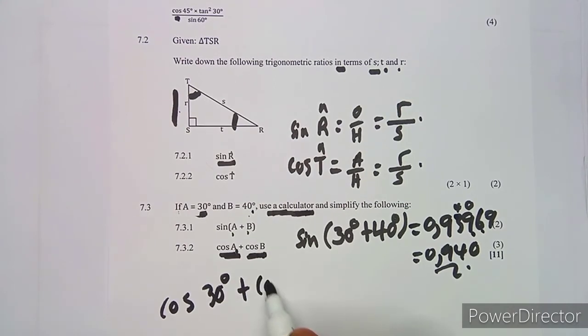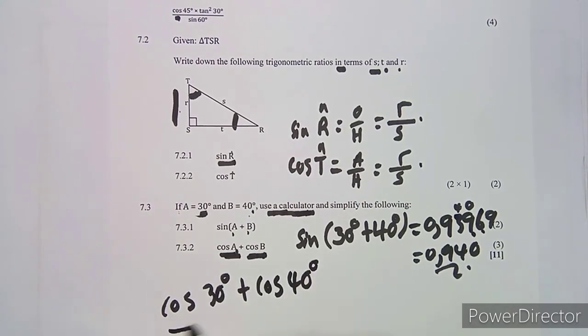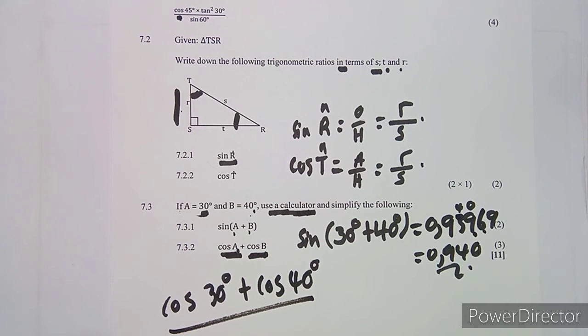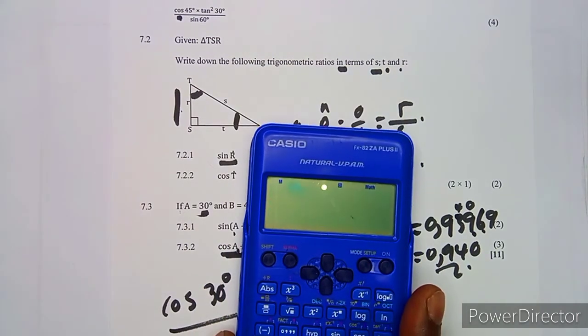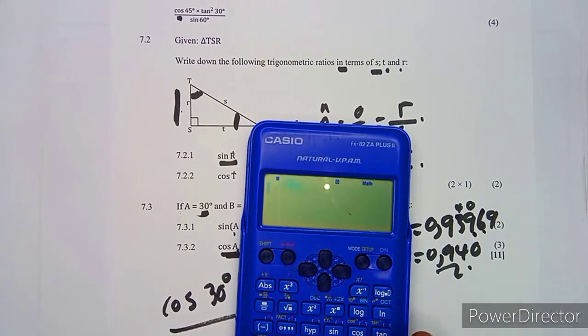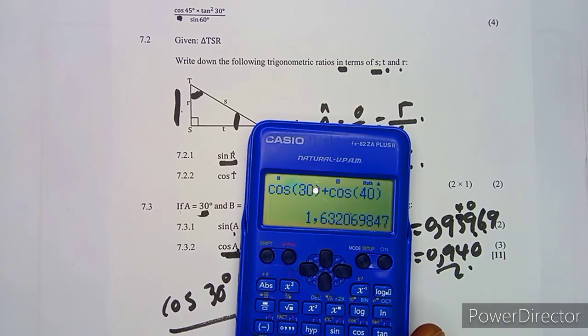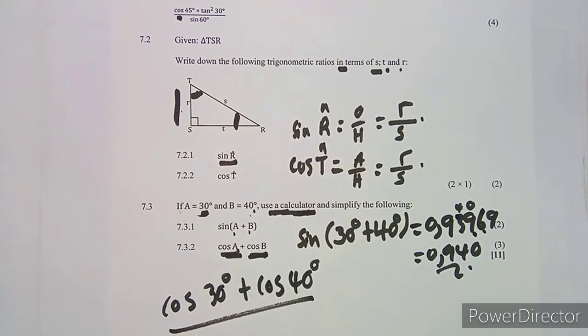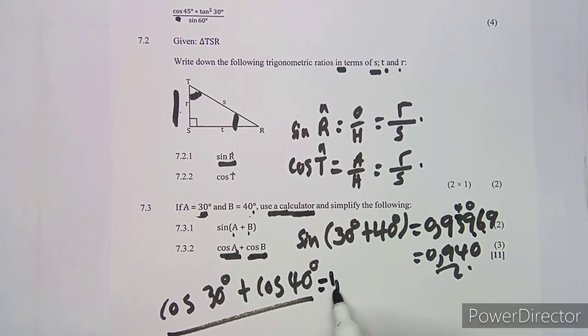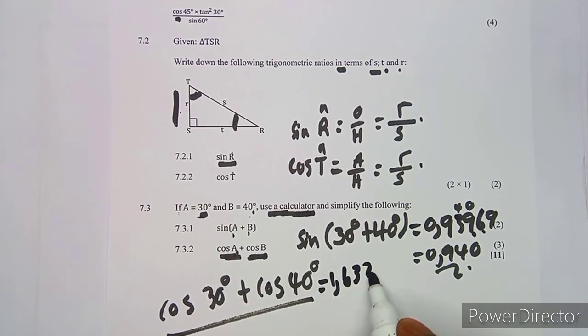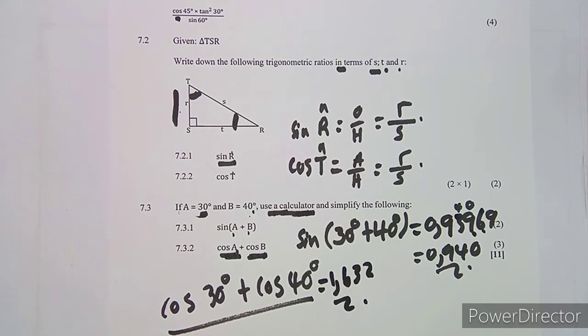What is your B? Your B is 40. Now they say use your calculator. So it's just cos 40 plus cos 30 plus cos 40, cos 30, close bracket, cos 40, close the bracket, like that. So you're going to obtain 1,6, something like that. So this is going to give us 1,632, and this is just direct like that.